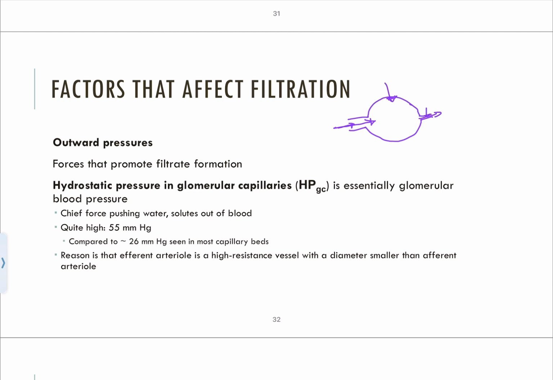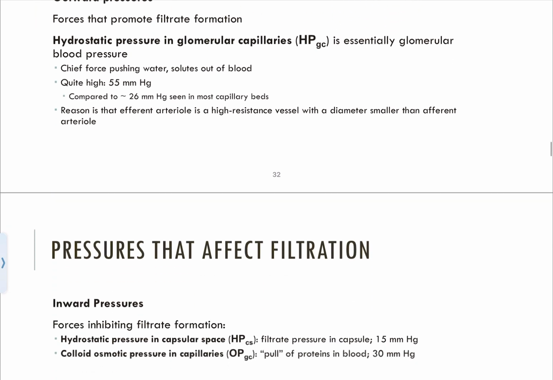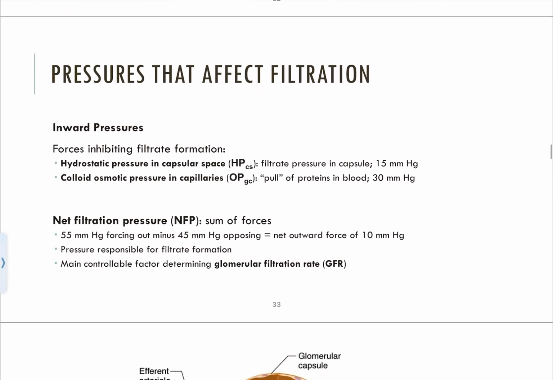Theoretically, we could have another pressure, which we refer to as colloid osmotic pressure in the capsular space, and this would pull filtrate into the tubule itself. But we consider it zero because virtually no protein should be entering into the capsule. So really only one major outward pressure, but we do have two inward pressures that act to inhibit filtrate formation, meaning that they oppose our HPGC.